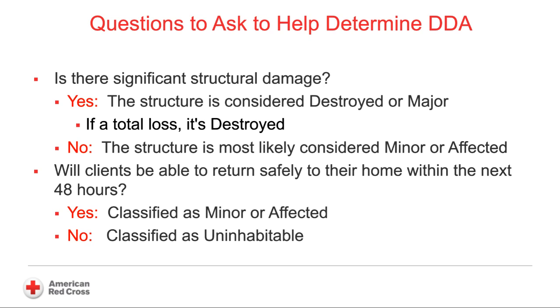You should immediately move to inquiring about the criteria for uninhabitable by understanding whether clients can safely return to that home within 48 hours. Ask directly and specifically if it's safe for residents to return home within 48 hours. If not, then you need to understand why. Follow up by asking for the reason, what needs to happen before they can return, and an expected return date.